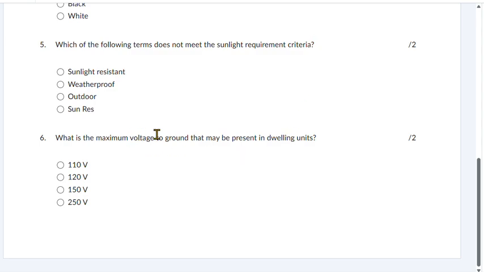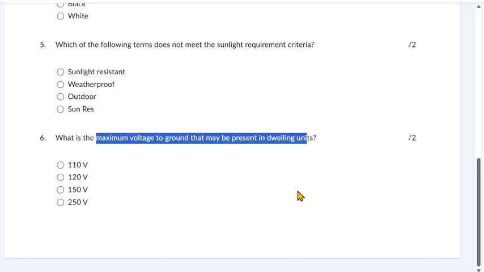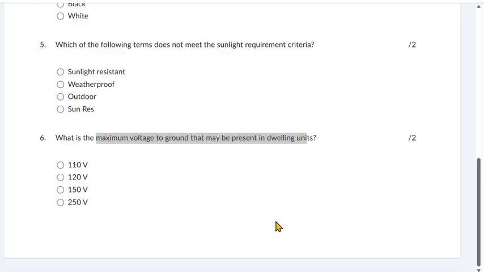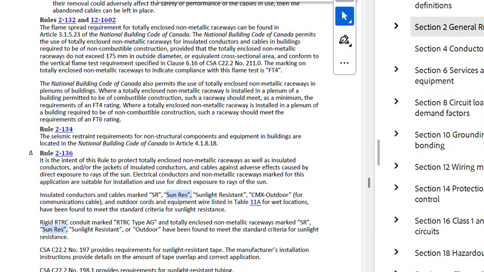Also, what is the maximum voltage to ground that may be present in a dwelling unit? That's also going back. That's some background information. If you're learning conductors, you should already know that 150 is the maximum voltage to ground in a dwelling unit. That should be committed to memory at that point, and that's why this is here. So that is sitting in 2-110, I believe.